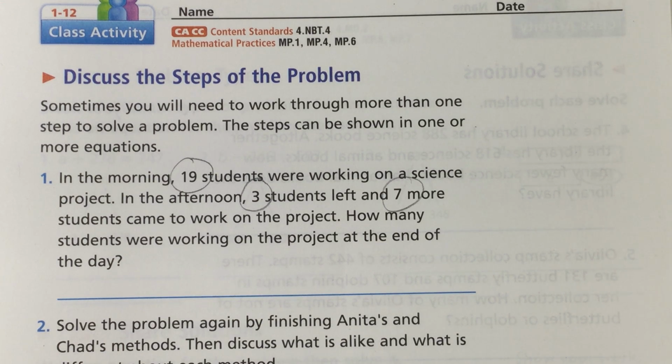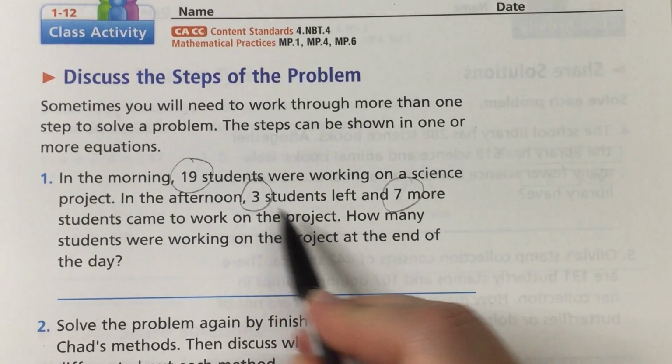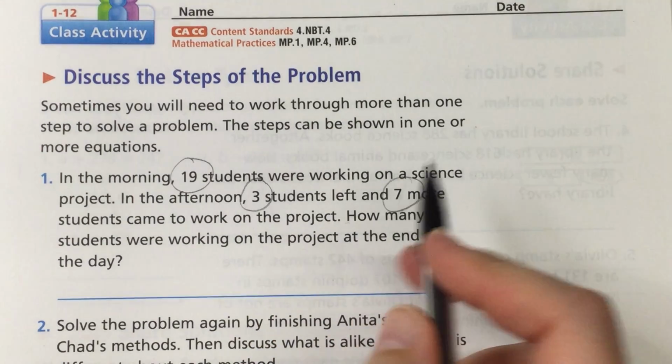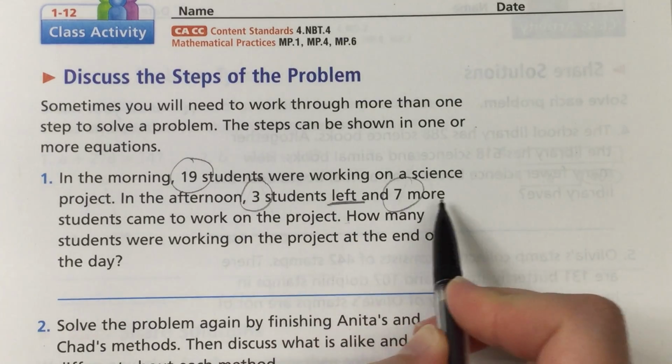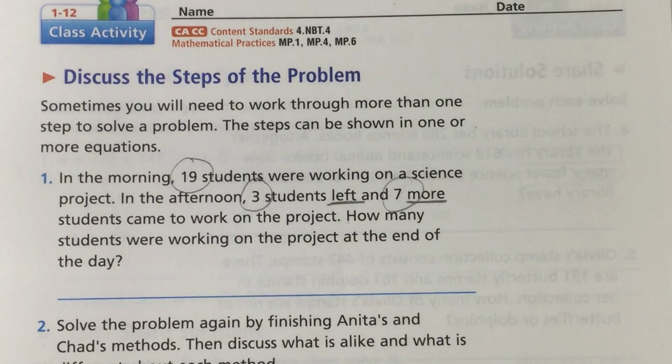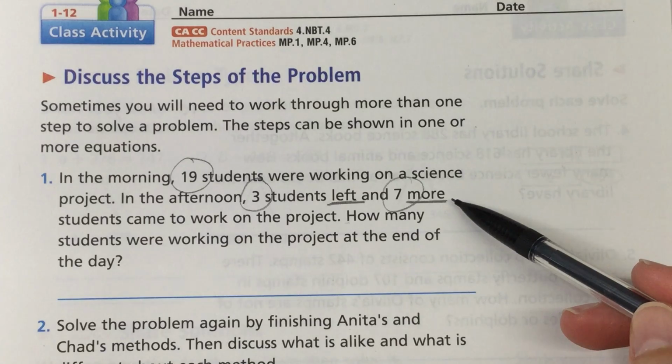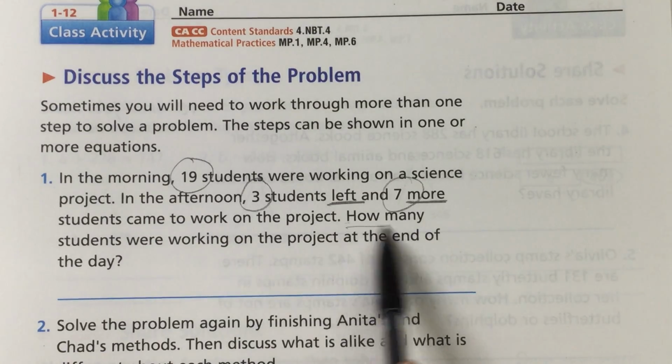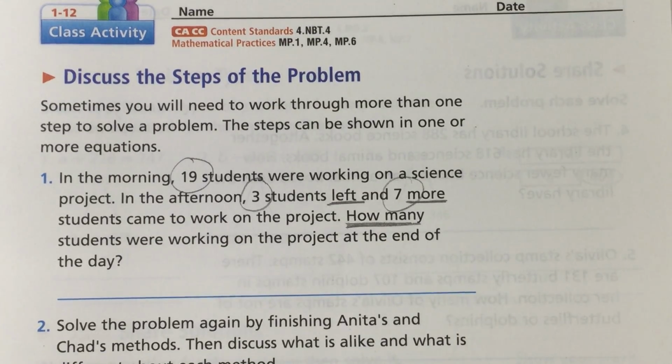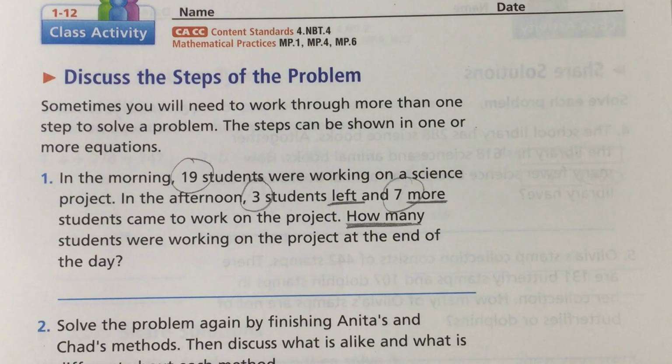So what I've done first is I've circled my numbers. I've circled the numbers that I have ready to go. And I'm also going to now underline some important information. I'm underlining left, I'm underlining more, I'm underlining how many, so those really clue words. Now I'm trying to understand what's going on in the problem.